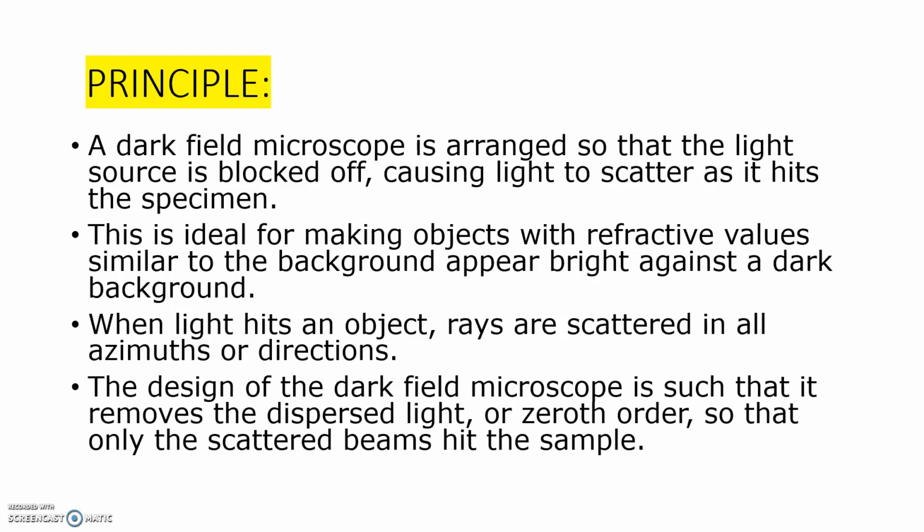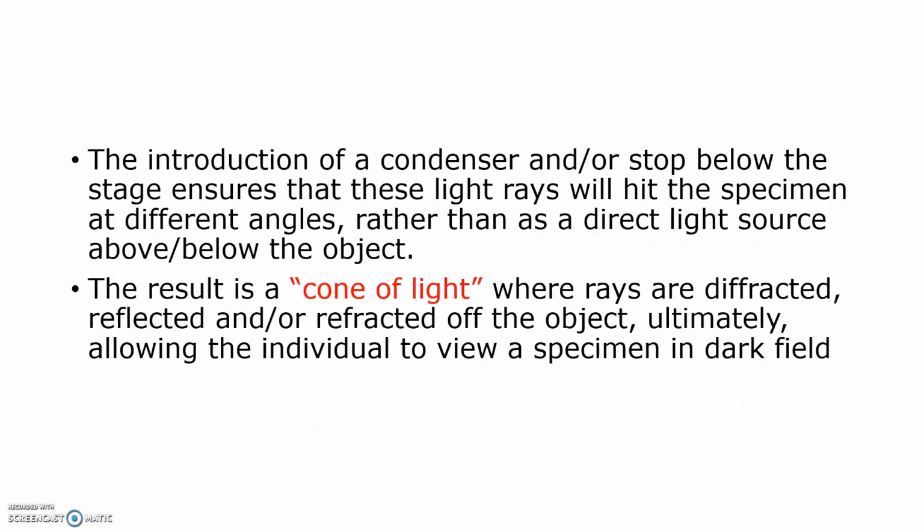When light hits an object, the rays are scattered in all directions. The design of the dark field microscope is such that it removes the dispersed light, so that we get only the scattered beams of light which hit the sample. This requires the introduction of a condenser.